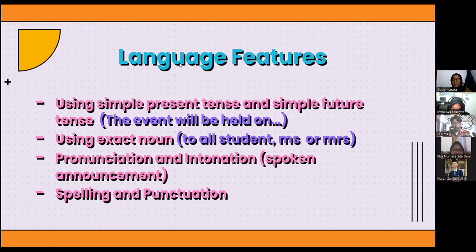The language features of announcement text are using simple present tense or simple future tense, for example, the event will be held on and so on. Second is using addressed nouns, for example, to all students, or Mrs. or Mr. And then this one is for spoken announcements: spelling and punctuation are language features.